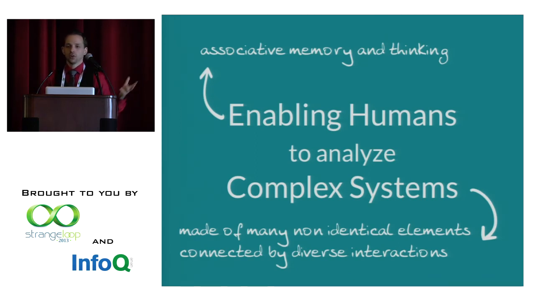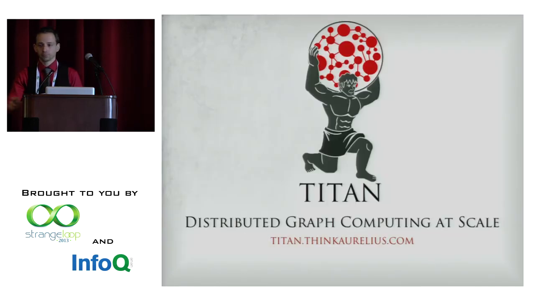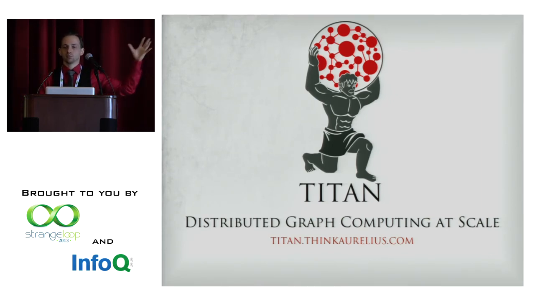We don't have a lot of good tools to analyze these complex systems, and that's why we went down the journey of building some. One of the tools I want to talk about is called Titan, which is a distributed graph database. It's part of a larger stack called the Aurelius Graph Cluster. And what we're trying to do is build a holistic ecosystem of tools that allow you to tackle these types of problems.